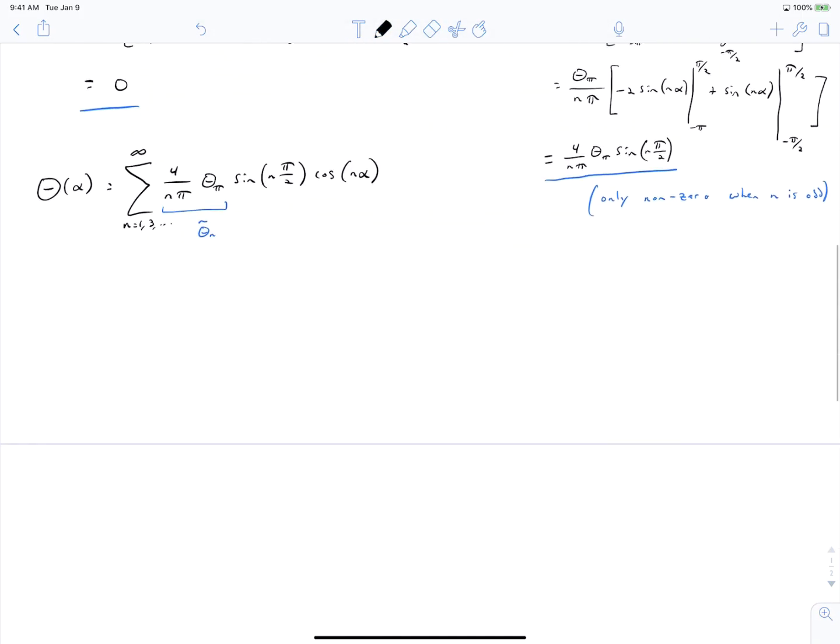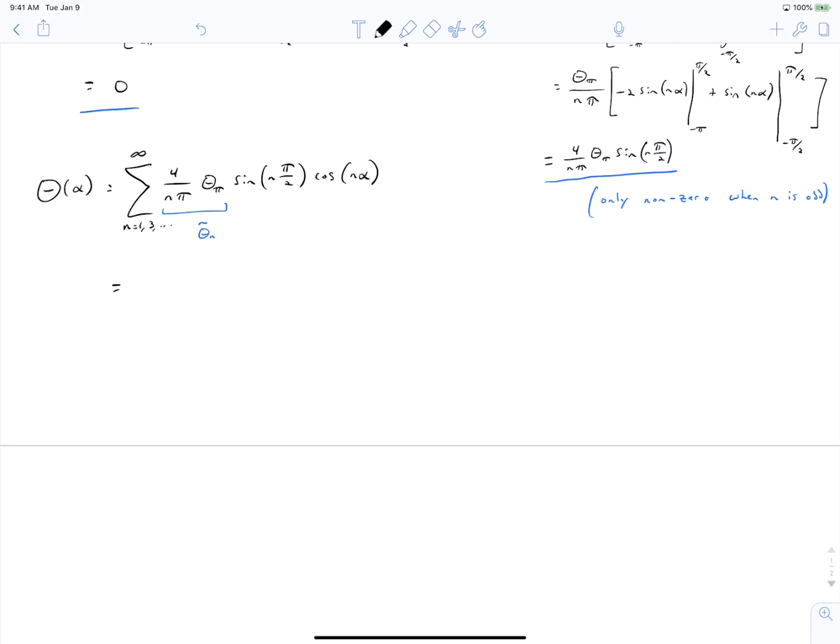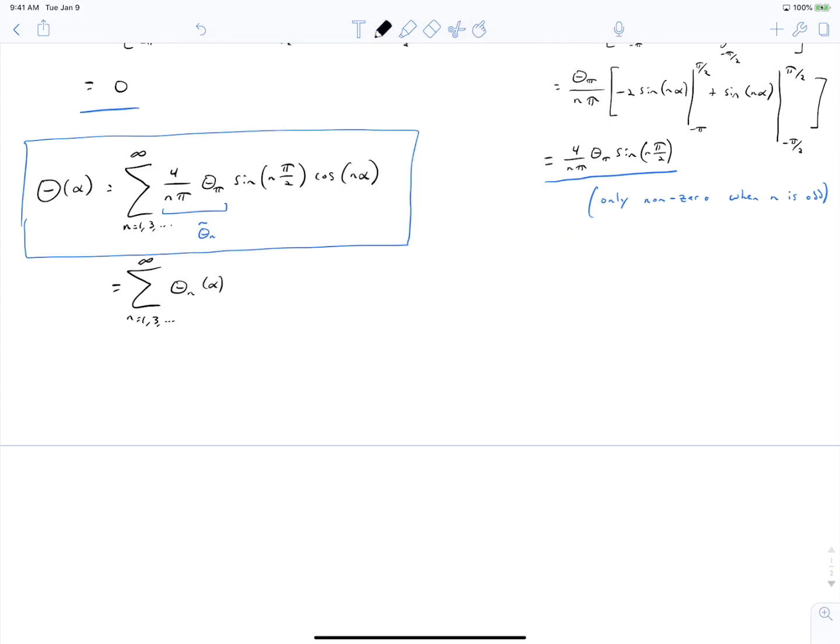But we can rewrite this as saying that our current linkage ends up being the sum of individual harmonics, where each harmonic we're denoting as theta subscript n. And we can talk about individual harmonics as follows. Our fundamental harmonic is theta subscript 1, and that's simply equal to 4 by pi times theta pi times the cosine of alpha. Our second harmonic is equal to 0 because a2 equals 0 and b2 equals 0. Our third harmonic, our fourth harmonic is 0 again.